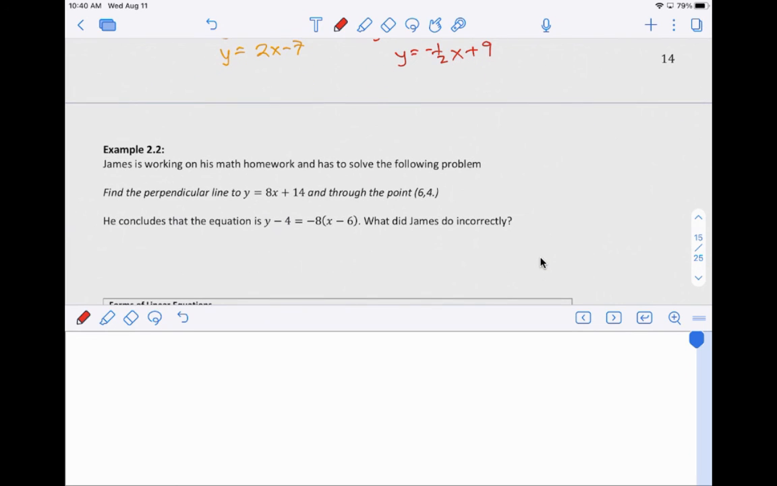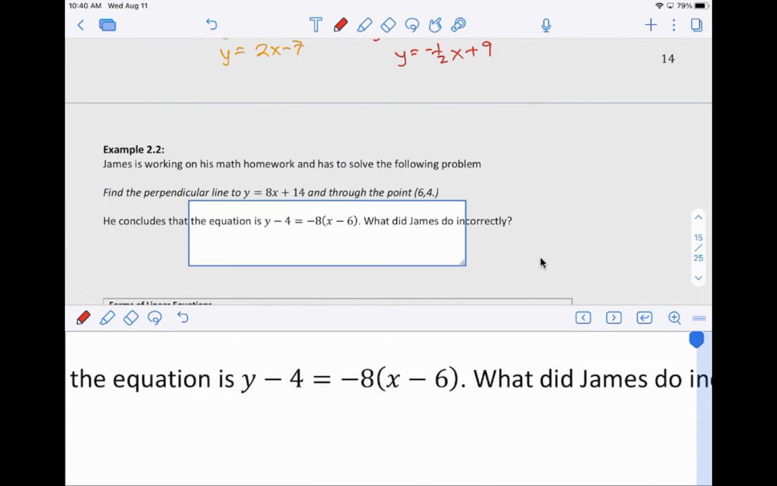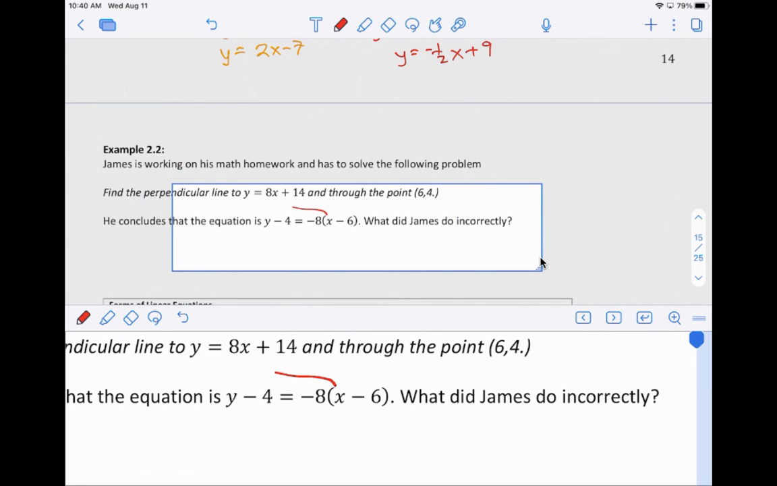Anyways, James is working on his math problem. He wants to find a perpendicular line. He concludes that this equation would be this. What did James do incorrectly? If you look closely, James did something very similar to what I did. He did not choose the correct slope. Now, he actually did change it. But remember, an opposite reciprocal slope was needed here. The point slope format was beautiful, except he used the wrong slope. It should be -1/8. You can always double check by throwing it up on Desmos real fast.